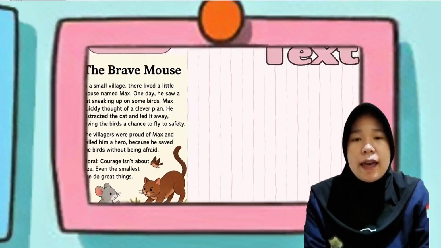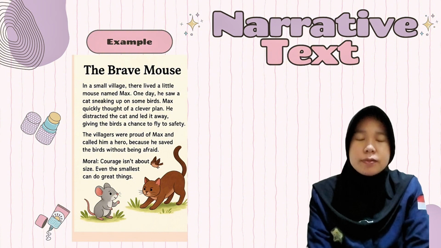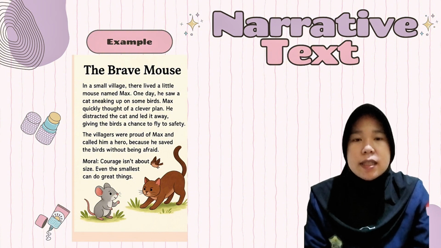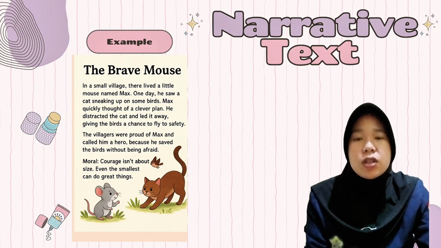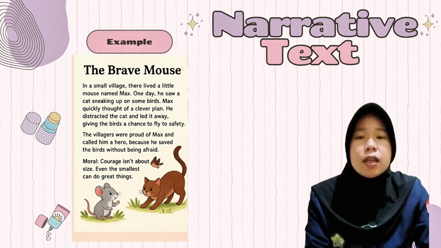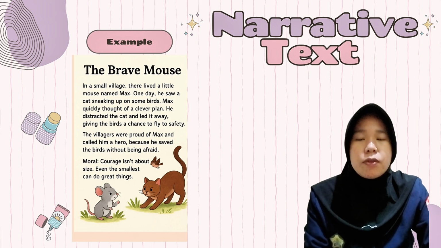Now, let's look at an example of a narrative text titled The Brave Mouse. The story is about a little mouse named Max who bravely saves some birds from a cat. Let's identify the generic structure. The orientation in this text is in the first sentence: In the small village, there lived a little mouse named Max. This part introduces the setting, which is a small village, and also the main character, Max the mouse.